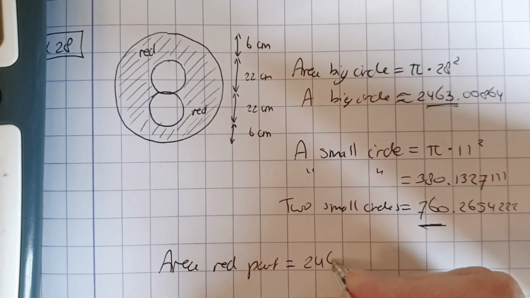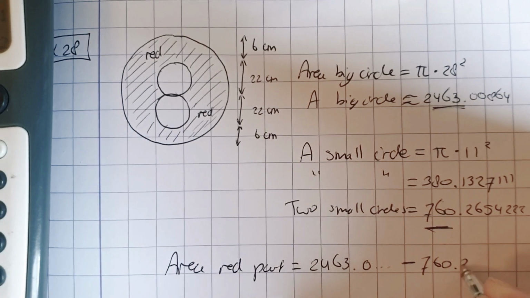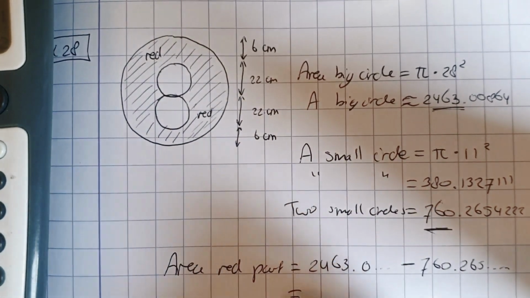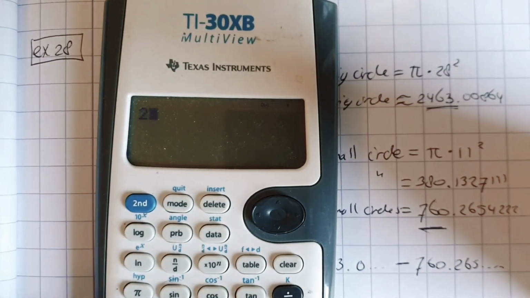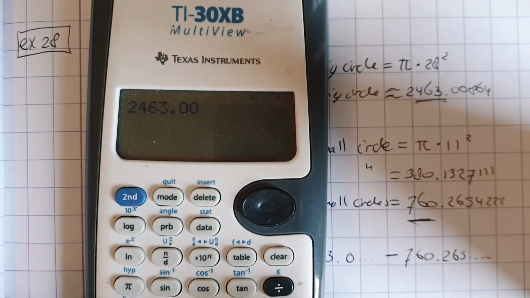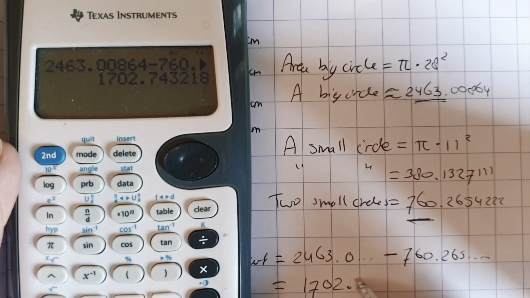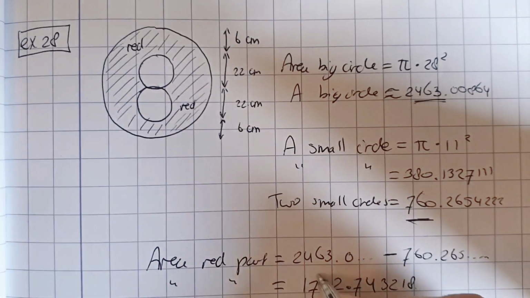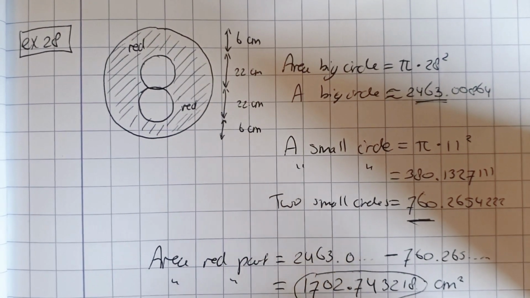So that's 2463.00864 minus 760.2654222 is 1702.74. Let me write it all down. This is the area of the red part in squared centimeters.